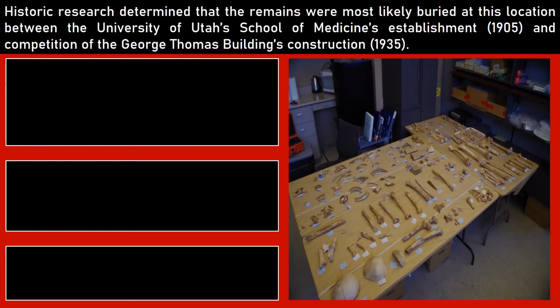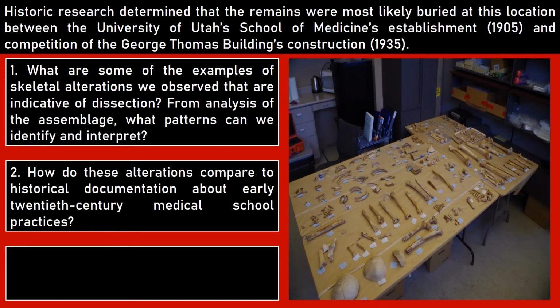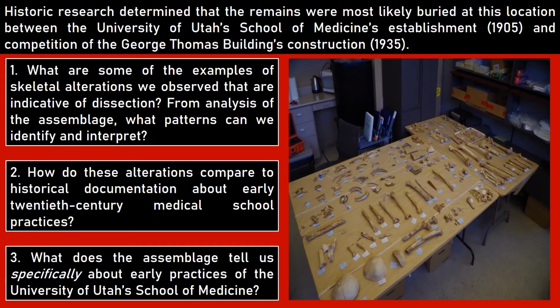Now, there's a lot that we could potentially talk about with such an interesting assemblage, but today I'm primarily going to discuss three things with you. First, what are some of the examples of skeletal alterations observed that indicate dissection occurred, and what patterns can we establish from those alterations? Next, how do these alterations compare with historic documentation about early 20th century medical school practices? And finally, what does this assemblage tell us specifically about early practices of the School of Medicine at the University of Utah?